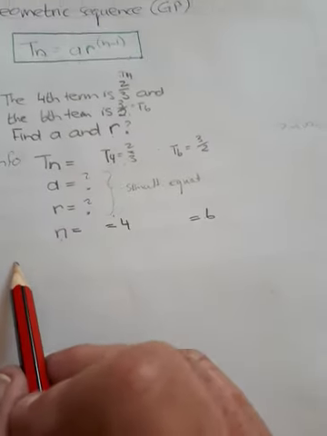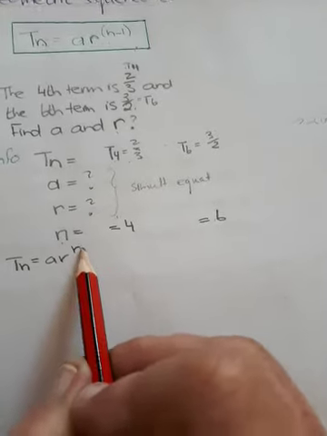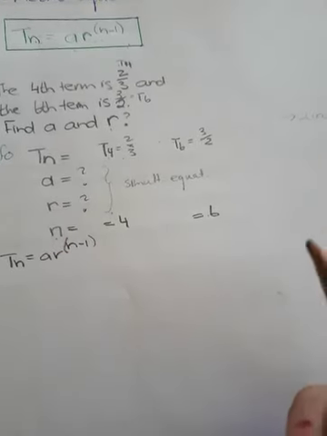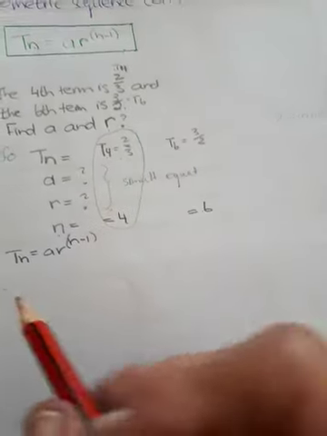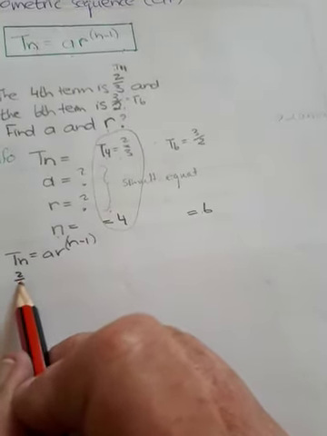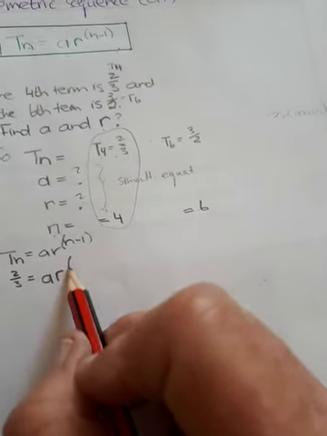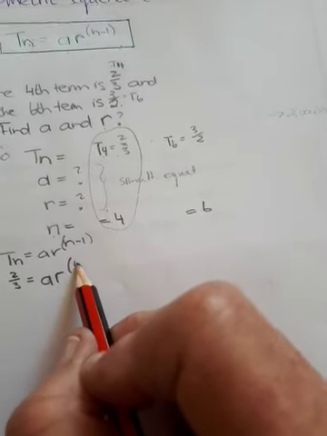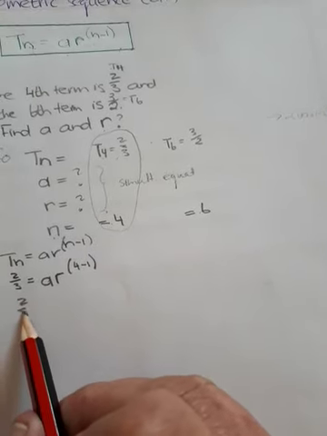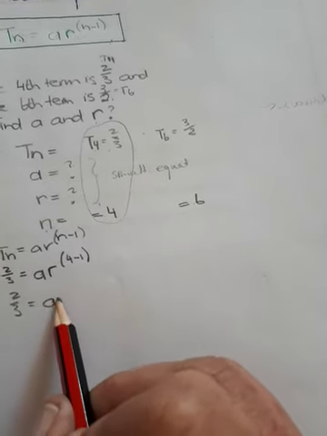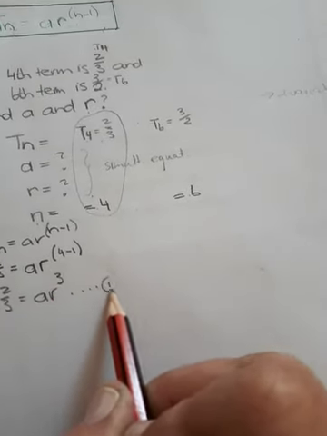So what we will be doing, as in all the others, is start by writing the standard formula. Now for T4, we can substitute Tn with 2/3. a we must calculate, r we must calculate, and n has become 4 minus 1. So we can simplify the right-hand side, which gives me ar^3. So that's my one equation.